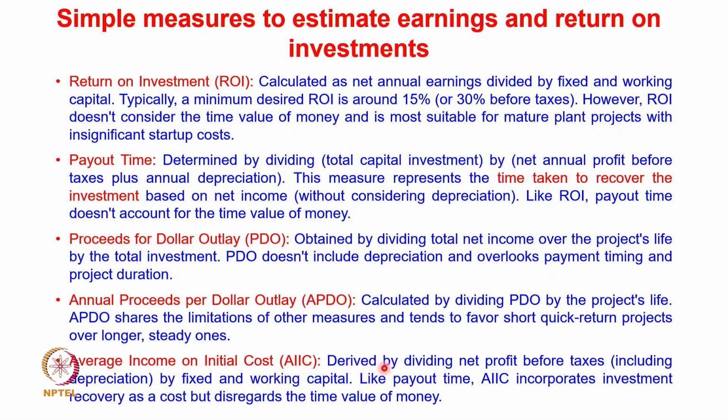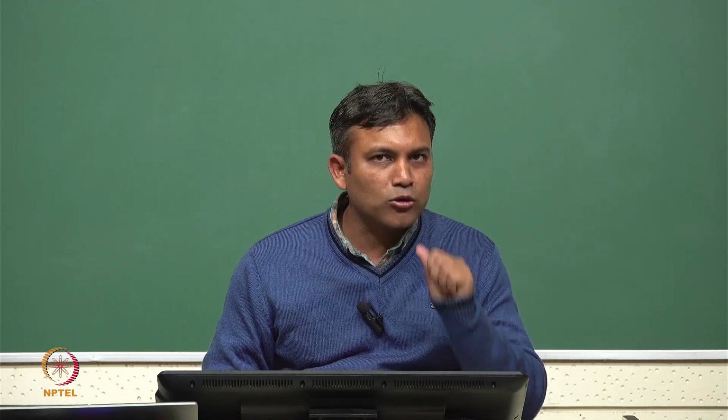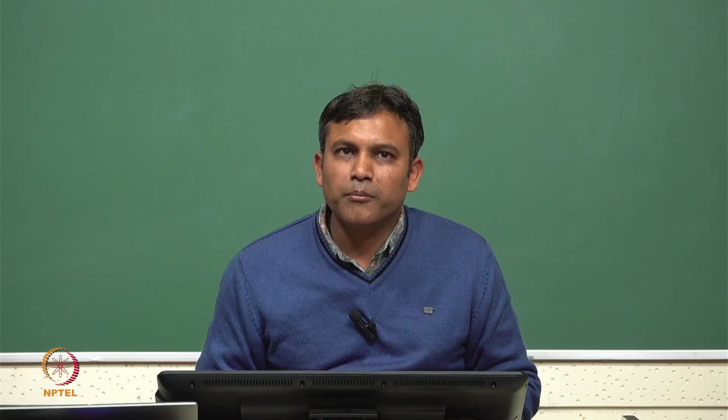So this is obtained by dividing the net profit before taxes, including the depreciation, by the fixed and working capital. Like payout time, the average income on initial cost, which is abbreviated as AIIC, incorporates investment recovery as a cost but disregards the time value of the money. So you can see that in all these metrics, which are used to analyze the financial viability of a project, the time value of the money is not used.